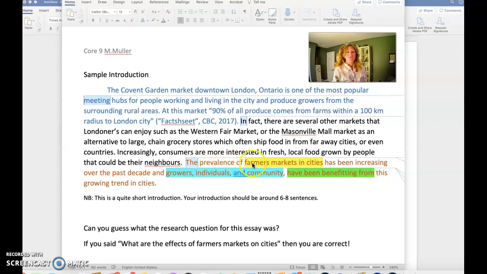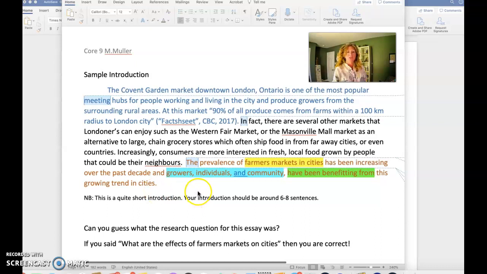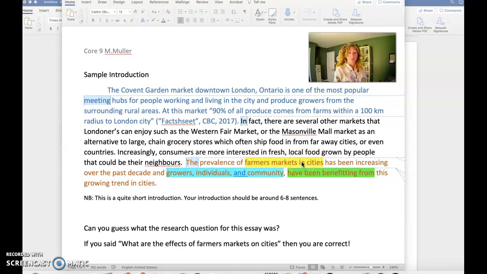The prevalence of farmers markets in cities has been increasing over the past decade, and growers, individuals and communities, should be communities, have been benefiting from this growing trend in cities. Okay, so can you identify where the topic of the essay is? Farmers markets in cities. It's in bright yellow for you. So farmers markets in cities is my main general topic, okay?